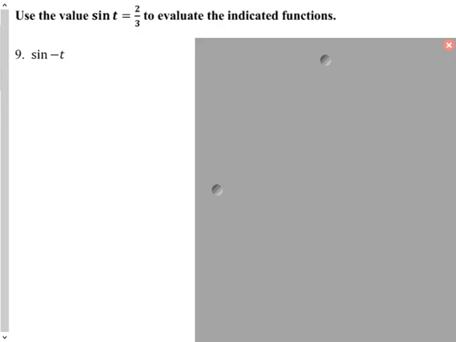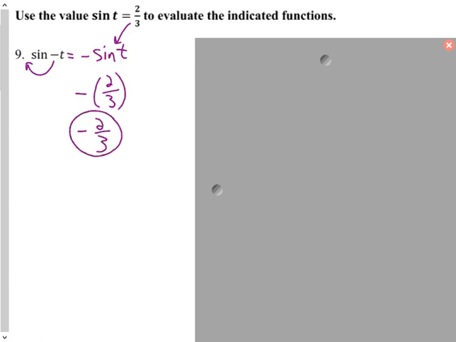Use the value sine of t equals 2/3 to evaluate sine of negative t. So what I'm going to do first is remember that the negative sign moves to the front. And now I can plug in 2/3. Sine of t is 2/3, so negative sine of t is negative 2/3. That's it. You just have to move the negative out of there, then we can substitute.